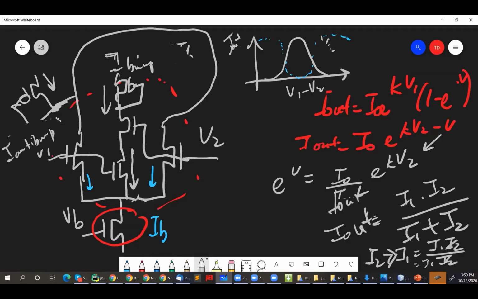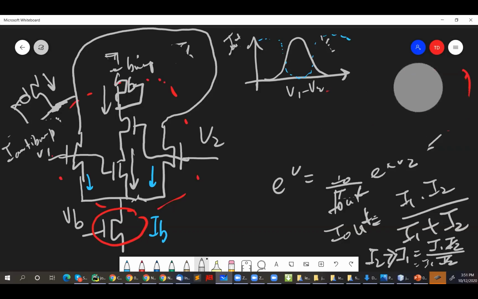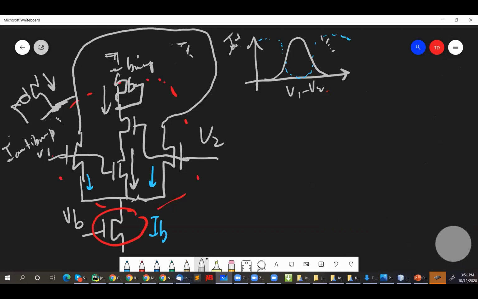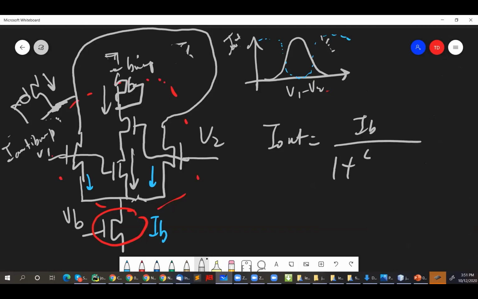Okay. And again, you can use the same equations that I show here, except now you use Kirchhoff's current law, and you can derive what the output is. If you can get it, then ask the TA, or we can go over it next time. But the I out in the end is going to be IB over, I'm just writing straight from the slides here, cosh squared of kappa delta V over UT.